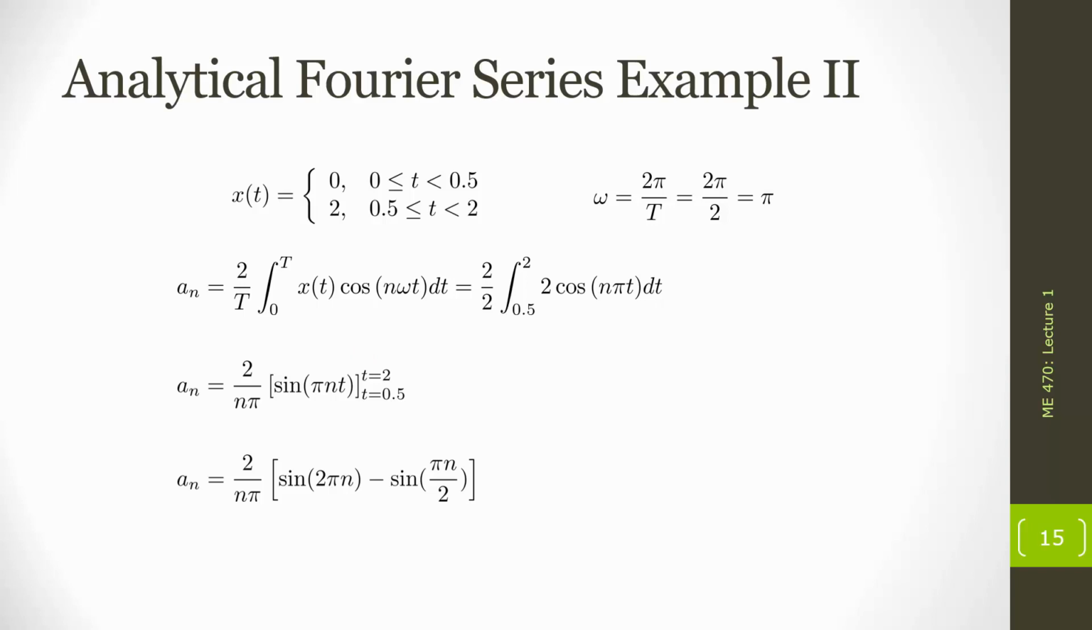Now we can simplify this down a little bit once again. We know from before, sine of 2 pi n, any integer multiple of 2 pi, is always going to be 0. So that first term just drops out completely. We can actually see what happens here to this sine term. I can leave it as negative of sine n pi over 2.